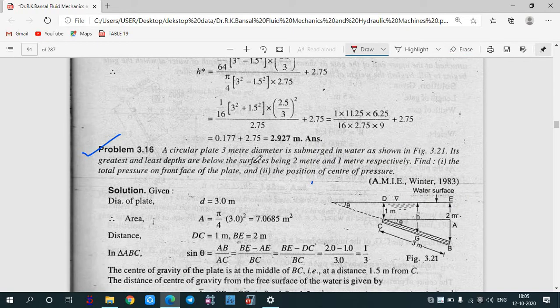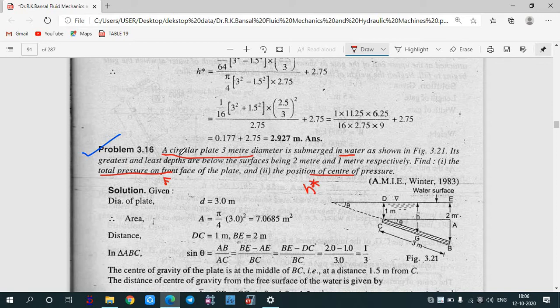Okay, so the numerical which we are going to start is related to a circular plate, which is 3 meter in diameter. It is also submerged in water, as shown in the figure. The diagram has been shown on this side. Its greatest and least depth below the surface are 2 meters and 1 meter respectively. Find out the total pressure. We need to calculate the value of F, and after that we also need to calculate the center of pressure, that is your h star. So these are the two values which we need to calculate.